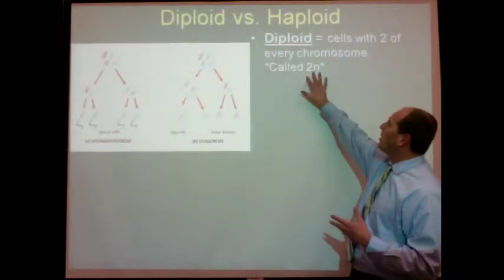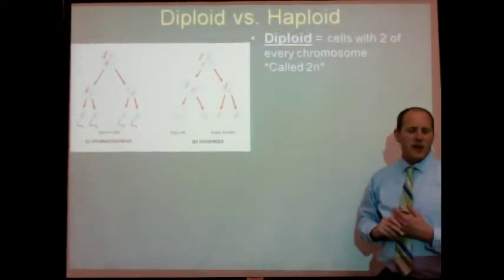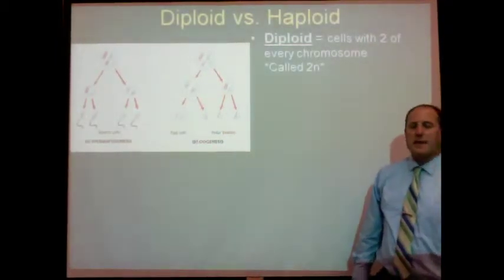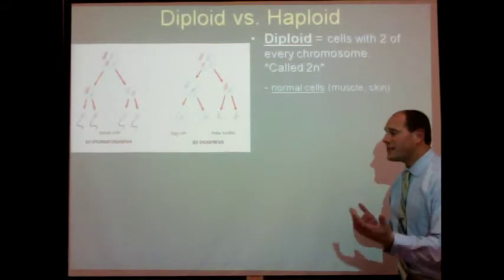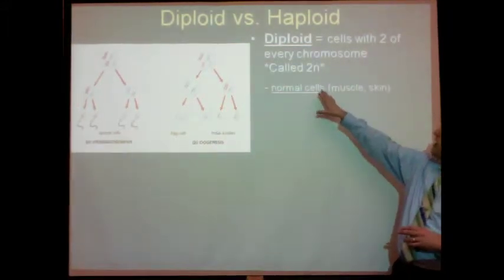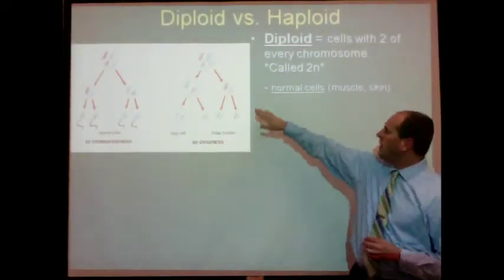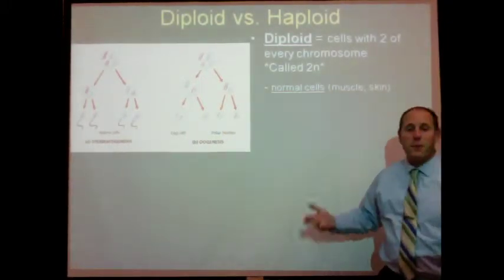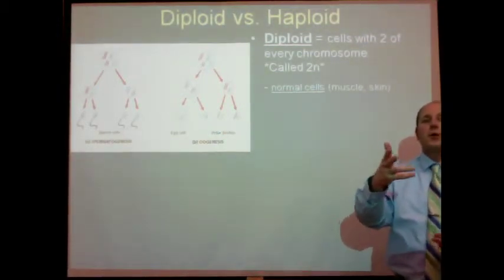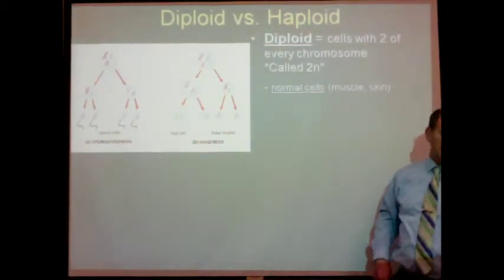But organisms are all going to be these diploid particular cells. They have two of every single chromosome in them. Cells that, for us, are diploid, a couple of examples. So on the right-hand side of your line, write down example. Then write down normal cells, things like our muscle cells, skin cells, the cells that make up your lungs or your stomach.